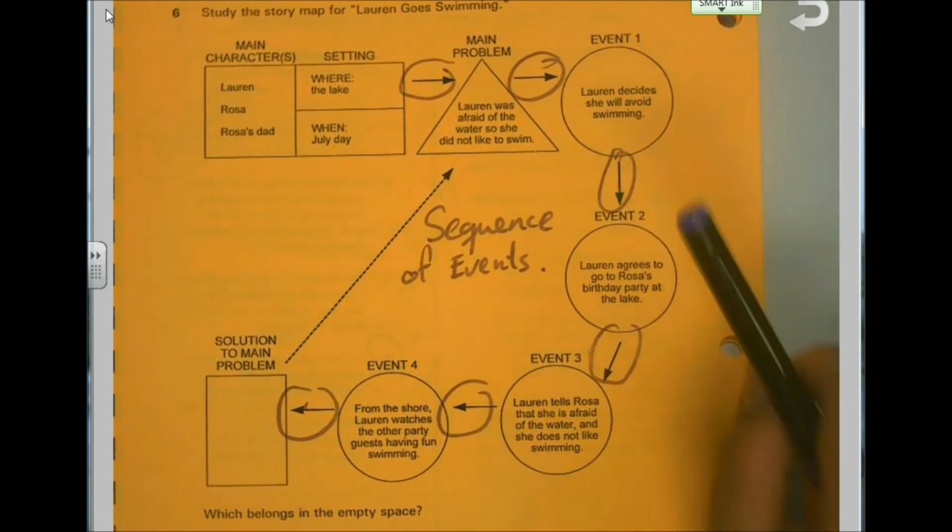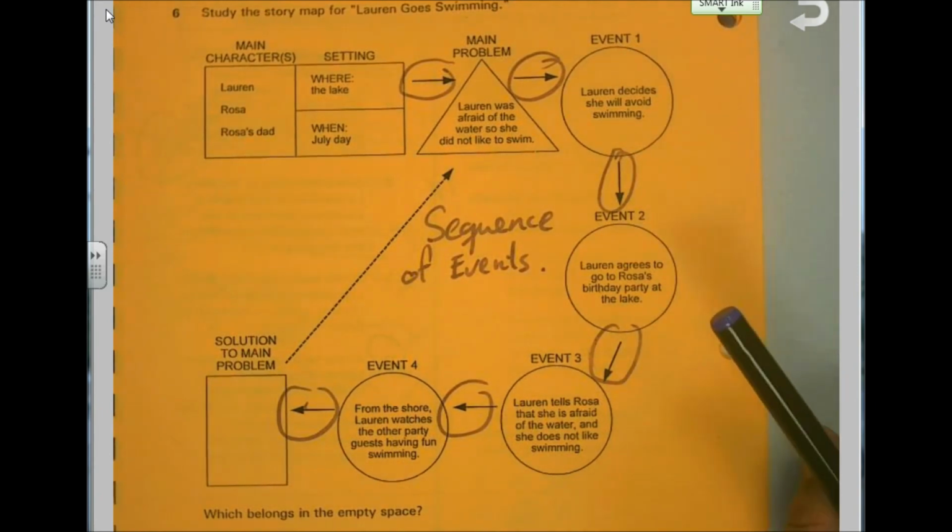Okay, main characters: Lauren, Rosa, Rosa's dad. Yes. Setting: where? The lake. Yes. When? July. It's a July day. Yes. Next thing: main problem. Lauren was afraid of the water, so she did not like to swim.